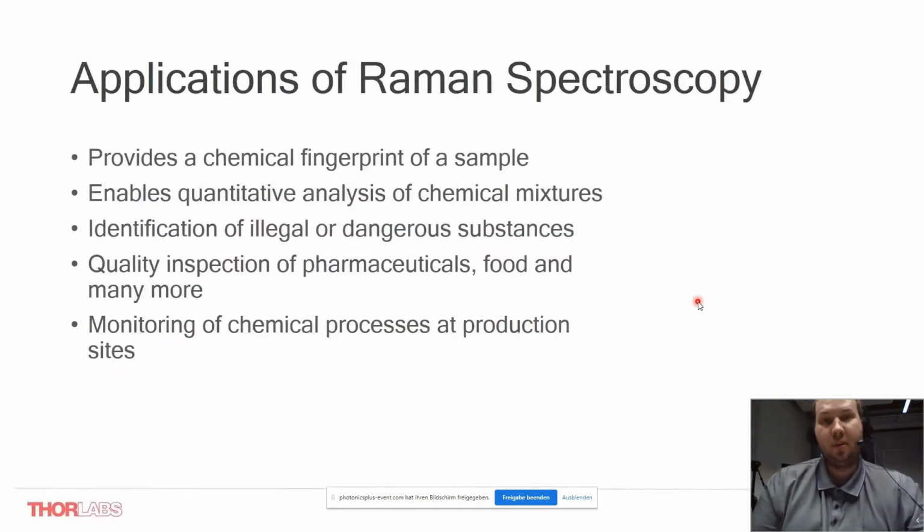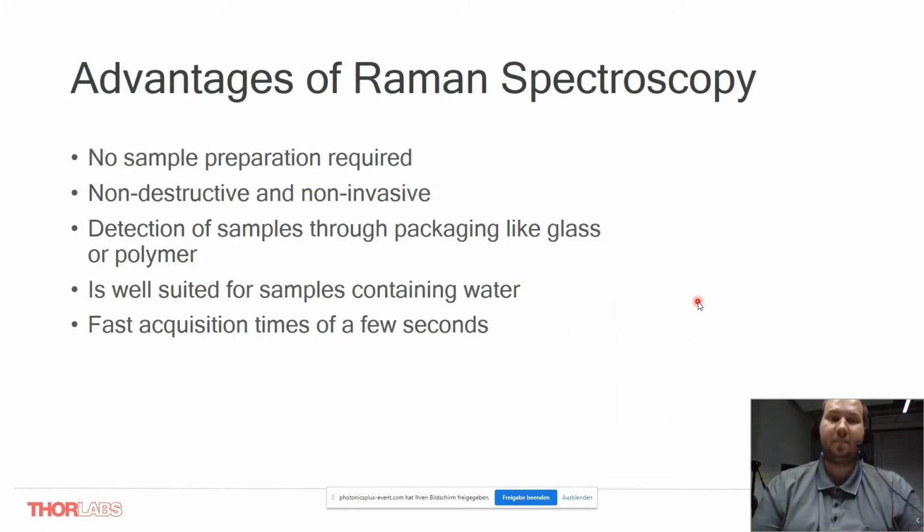So first of all, let's look at Raman Spectroscopy. What this technique does is it provides a chemical fingerprint of your sample, and this enables you to quantitatively analyze any chemical mixture. This can be used, for example, to identify illegal or dangerous substances, or for quality inspection. If you think of pharmaceuticals, food, beverages, and many more items, this can be very useful. You can also use this for live monitoring of chemical processes at production sites.